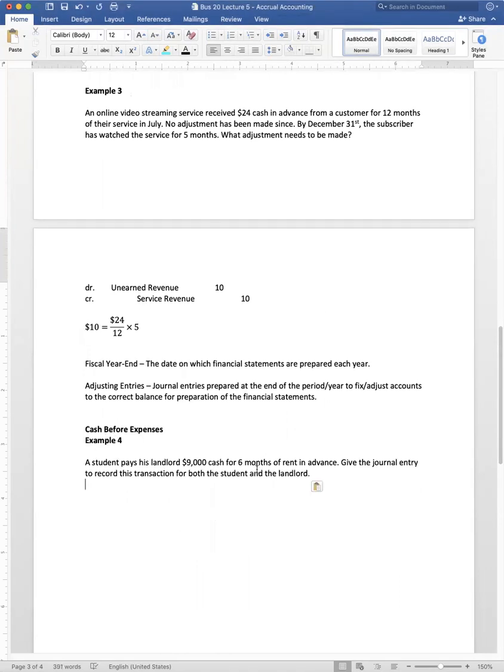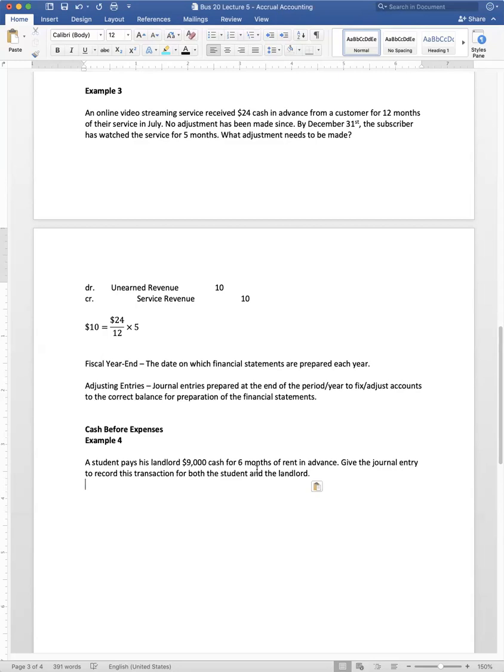So cash before revenues means that the customer is paying before we earn the revenue. In this case, cash before expenses means that we're paying before we use something. So we're paying in advance for something that will be used. Now, again, there are things that typically companies do pay for in advance. Insurance is one example, right? Insurance you always pay for in advance before the coverage begins.